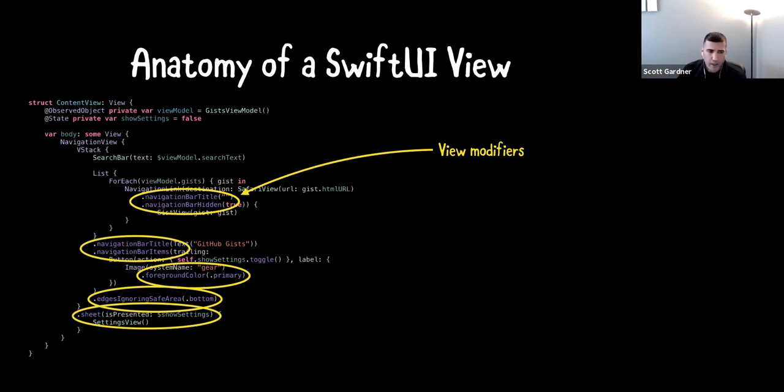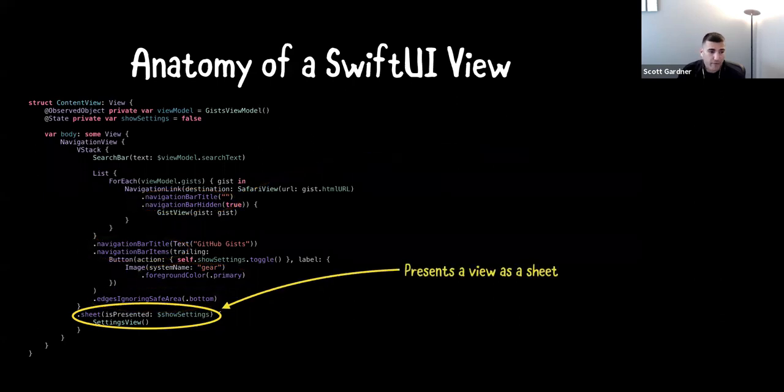These are also view modifiers that we see throughout the rest of this code here. They're circled now. And so we're doing things like setting the navigation bar title or setting a foreground color, ignoring safe area insets on the bottom. And even the sheet itself is a view modifier that indicates whether that sheet should be presented or not based on that state that we're observing.